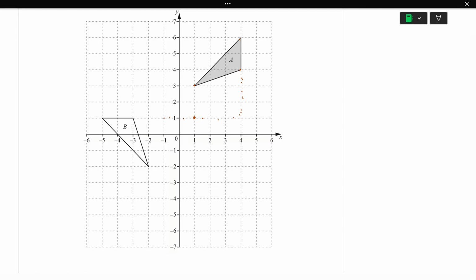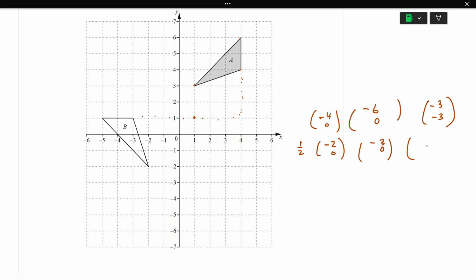So I'll go 1, 2, 3, 4 units left, and yeah, there is no 0. Then the second coordinate will be 5, 6 units and 0. Then the third coordinate will be here, 3 units left and 3 units down. So now I need to do the 1 by 2 scale factor. So this is minus 2 comma 0 and this one is going to be minus 3 comma 0 and this one is going to be minus 1.5, minus 1.5.